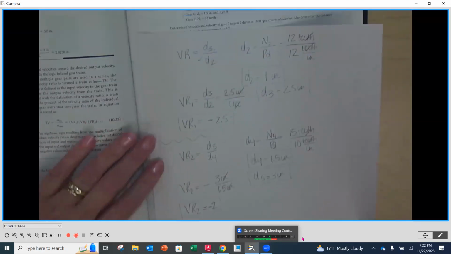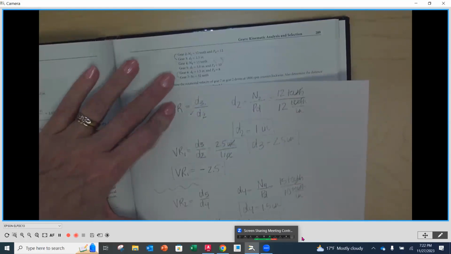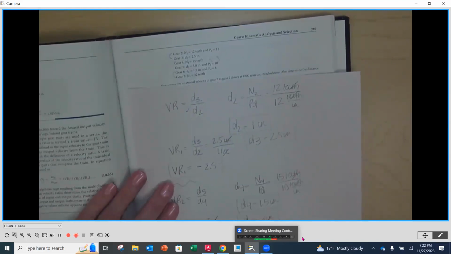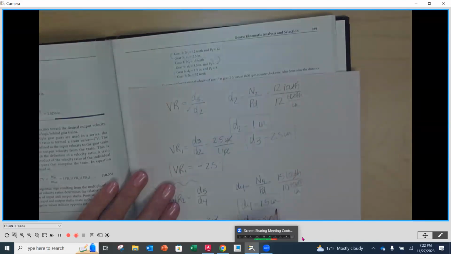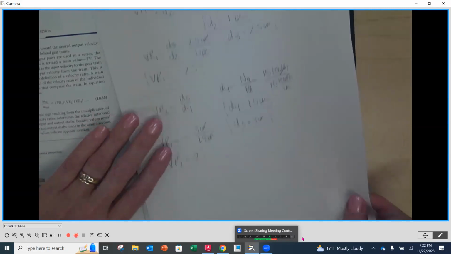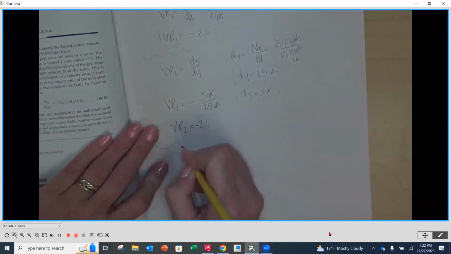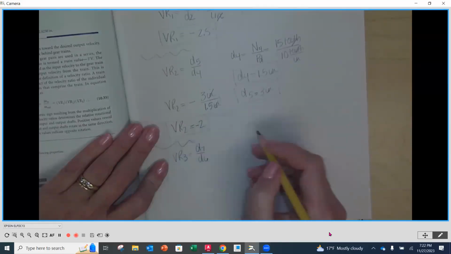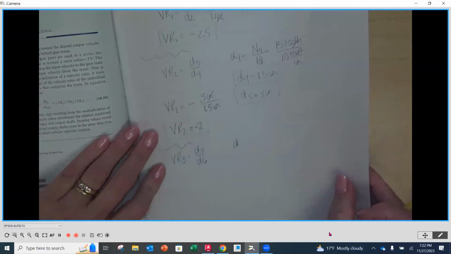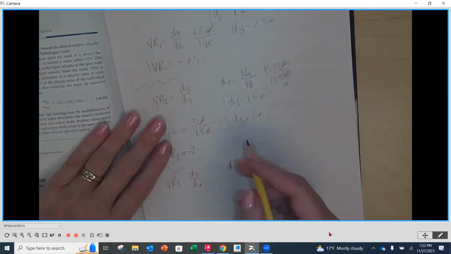Okay, so then our last set is gear 6 and 7. Go ahead and find the pitch diameter for gear number 7, knowing that it's 32 teeth with a diametral pitch of 8, and what the velocity ratio would be for that last set. D7, yep.